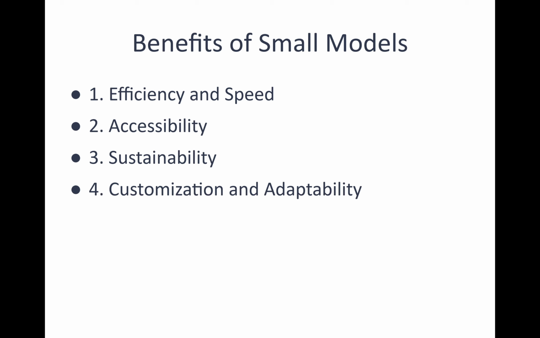If I talk about accessibility, smaller models democratize AI by making it more accessible to individuals and organizations with limited resources, instead of relying on expensive cloud services. Small models can be deployed on edge devices like smartphones, IoT devices, and embedded systems. This opens up new possibilities for AI applications in remote areas, developing countries, and industries with stringent cost constraints.